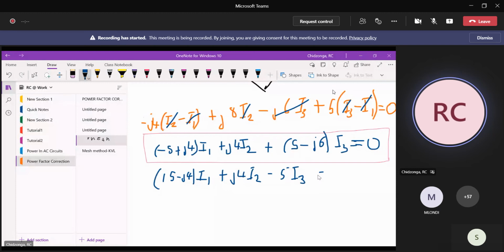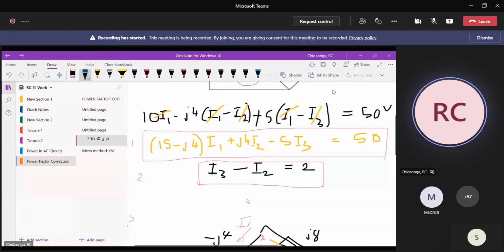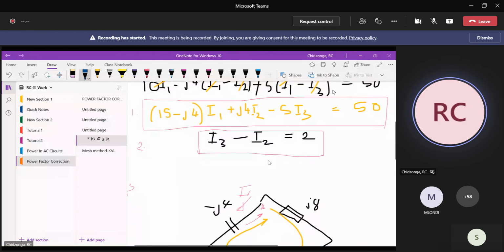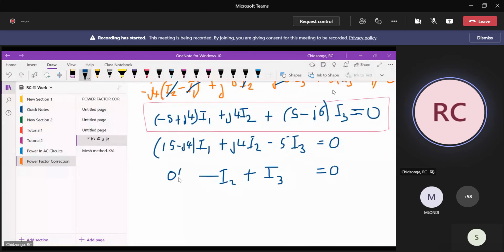In other words, this one is minus I2 plus I3 equals 0. Okay, let me finish writing, just hold on to your question. So this is minus I2 plus I3 equals 2. If you want, you can write 0 I1. Right? So those are our 3 equations just gathered in one place.